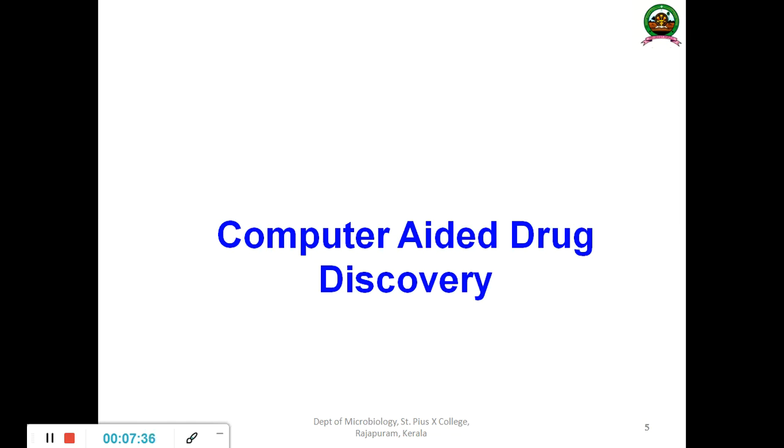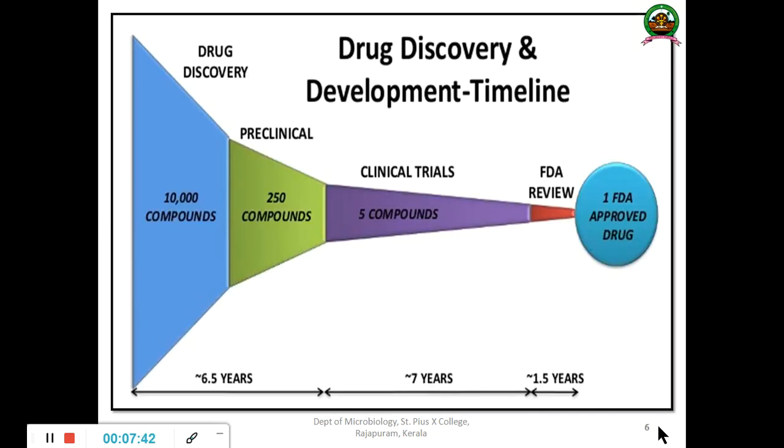Computer aided drug discovery is a very complex protocol, and it will take a lot of time. A company should spend a lot of money, and put in a lot of infrastructure and effort. Why are we not able to develop vaccines?